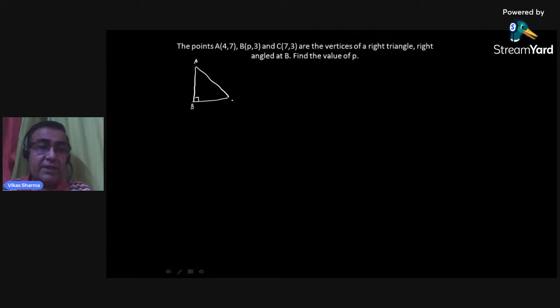So let me take this as A, this as C. The coordinates of point A are 4 comma 7. The coordinates of point B are P comma 3, and the coordinates of point C are 7 comma 3. And we have to find the value of P. So obviously if it's a right angle triangle, I think we will have to use the Pythagoras theorem here.